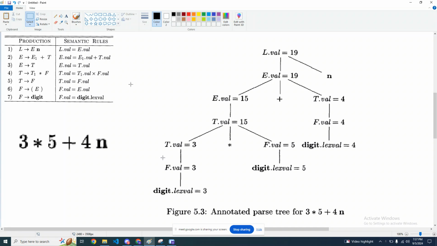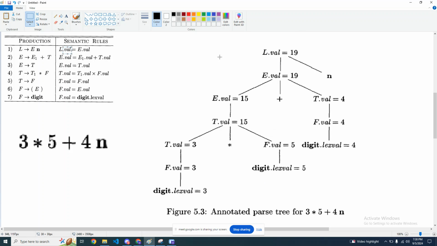So in the last class, we learned how to produce a parse tree with some production rules and semantic rules. If you just use the production rules to generate some string, it is known as a parse tree. But in that parse tree, if you include all the attributes of the semantic rules, it is known as an annotated parse tree. In the last class, we saw how to evaluate this expression using the annotated parse tree.